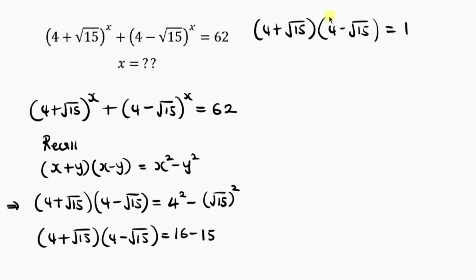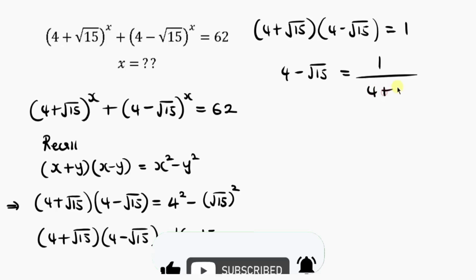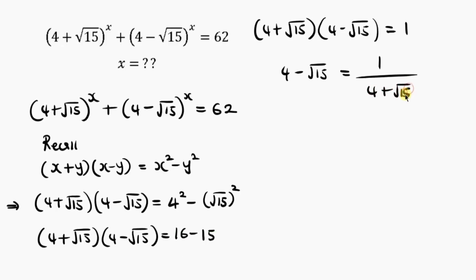So I'll try to make this one the subject of formula. That means I have 4 minus the square root of 15 to be equal to 1 all over this I have here, which is 4 plus the square root of 15. So what did I just do? I just made this one a subject by dividing both sides by this.